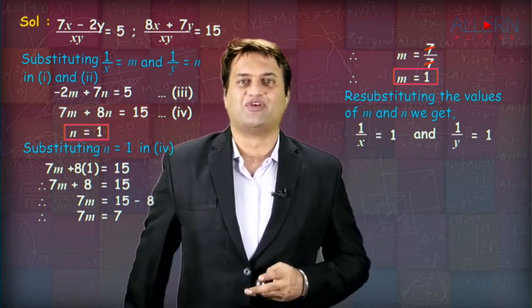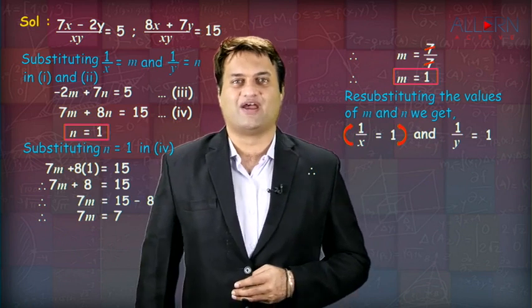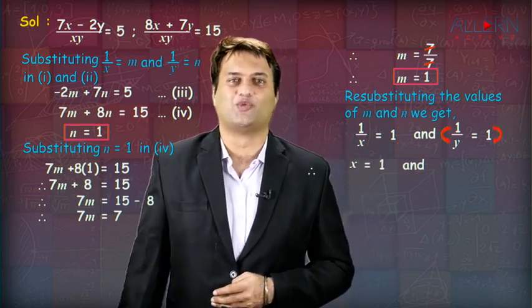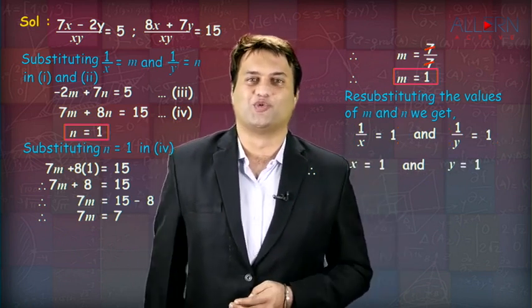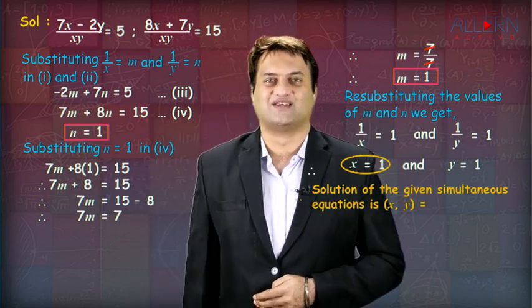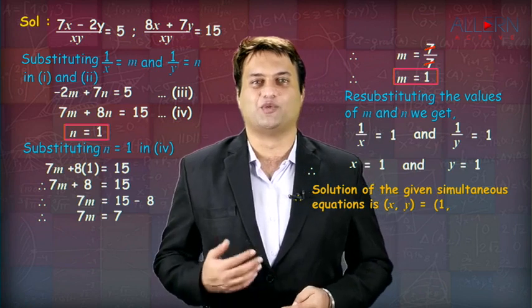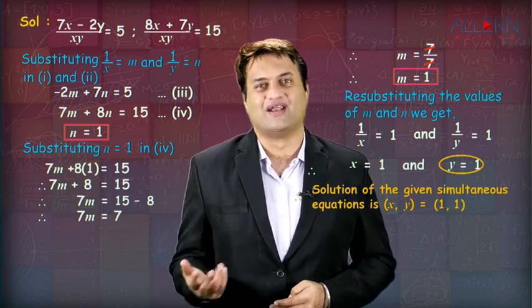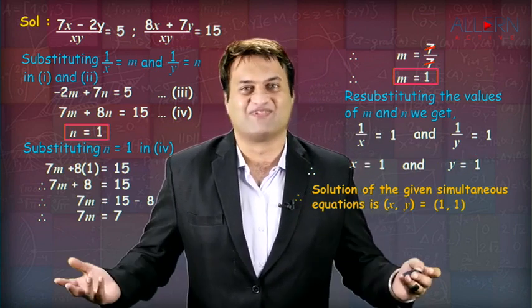Now, let us take the reciprocal to find the values of x and y. You get x is also equal to 1 and y is also equal to 1. X is 1, y is 1. Just write the final answer that the solution of the given simultaneous equations is x comma y, that is 1 comma 1. As simple as that.